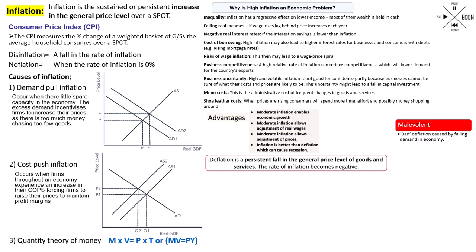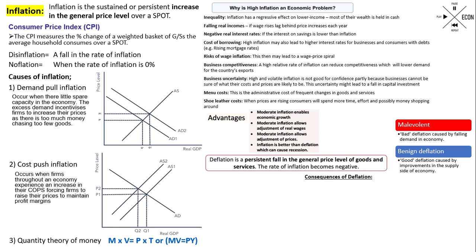So we've got malevolent deflation, which is bad deflation, which is caused by falling AD within the economy, and we've also got benign deflation, which is good deflation, which is caused by improvements in the supply side of the economy, so improvements in technology and productivity.